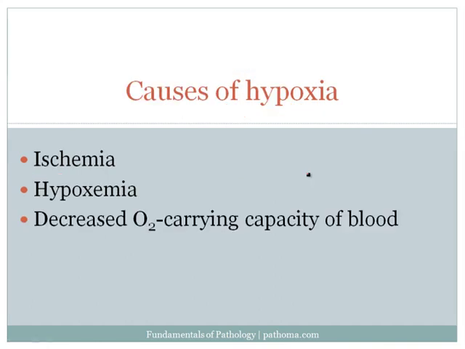Okay, so the next discussion would be what are the causes of hypoxia? And actually, broadly speaking, there are three major causes of hypoxia. The first is ischemia, the second is hypoxemia, and the third is a decreased O2 carrying capacity of the blood. We'll actually elaborate on each of these in the next few slides.